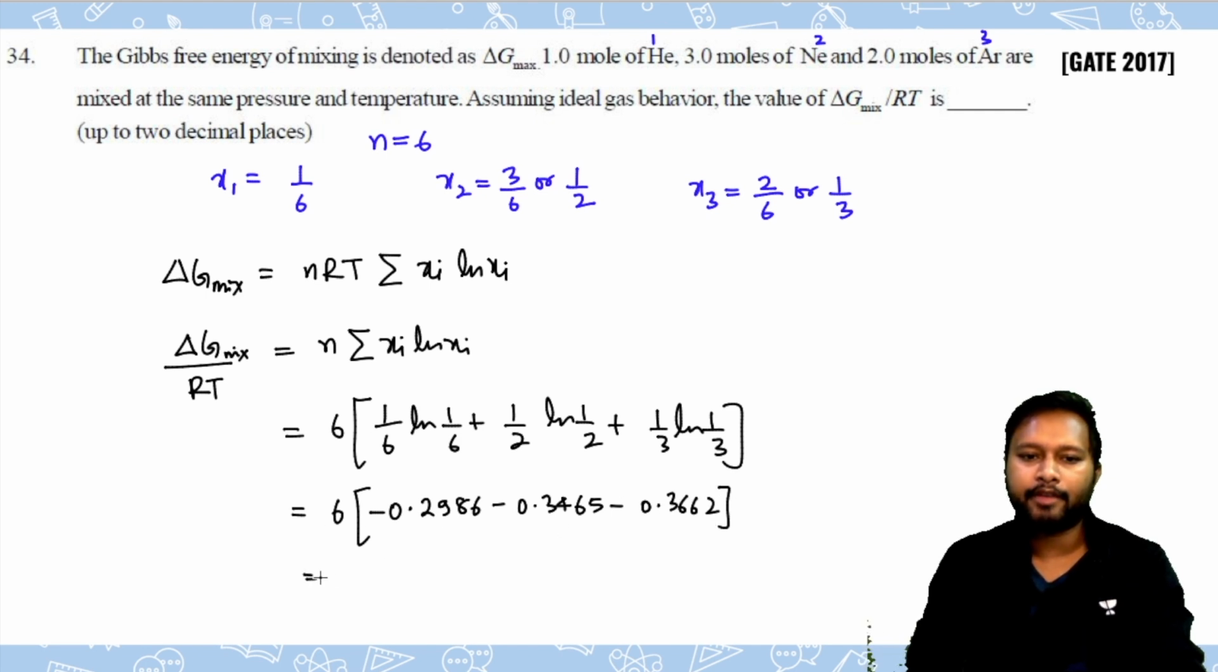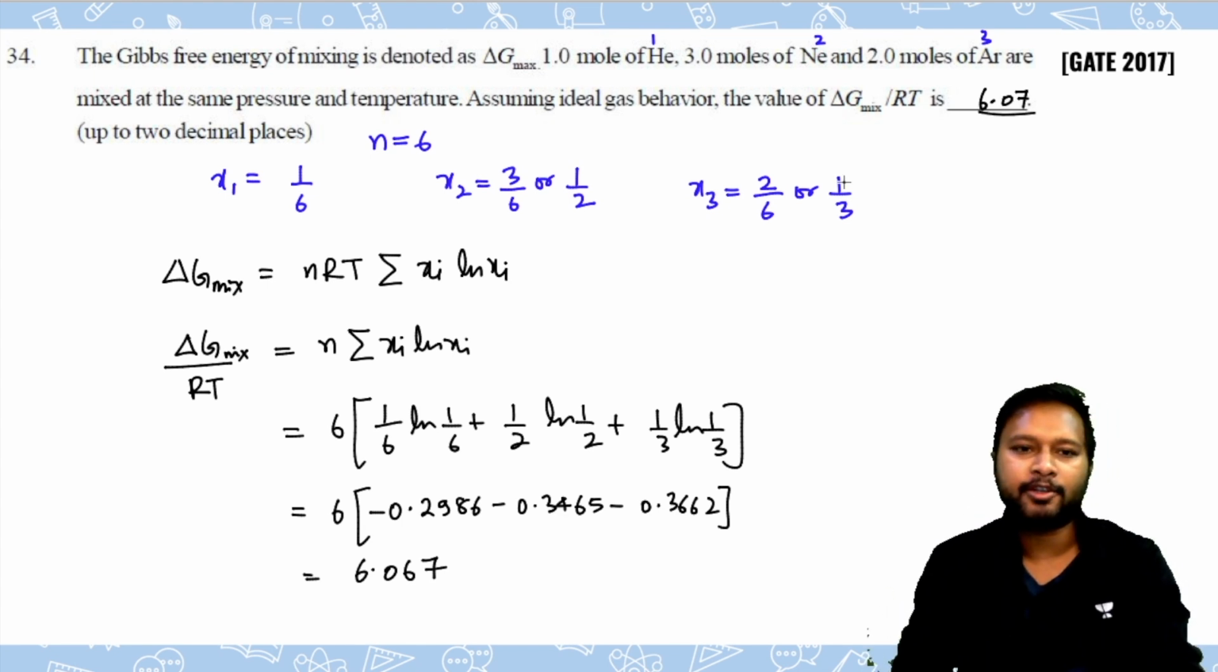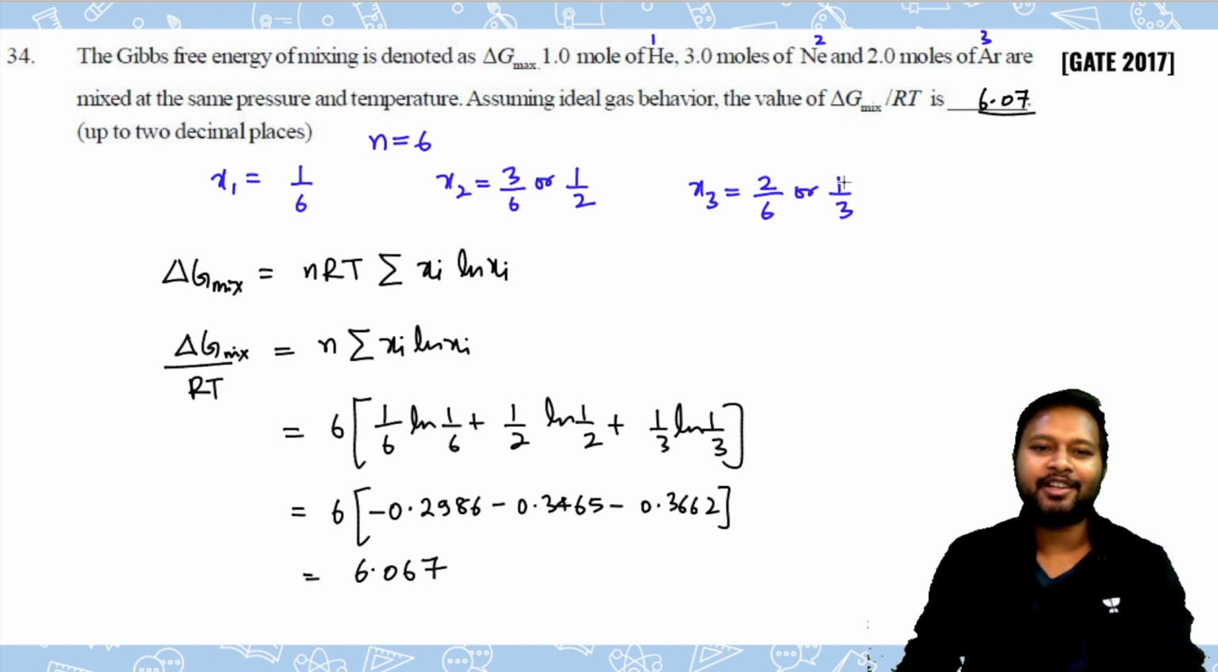Now after solving, after multiplying and adding and all, the value which you are going to get is 6.067, or since it is asked up to 2 decimal places, let's round it off, and the value which is going to be the answer is 6.07. Okay, that's going to be the final answer for this question. So this is how this question has to be done. Okay, so let's go for the next one then.